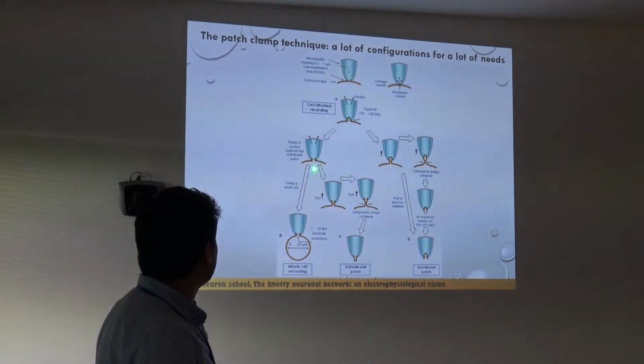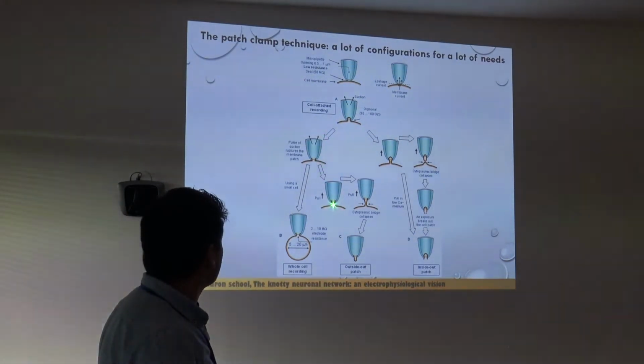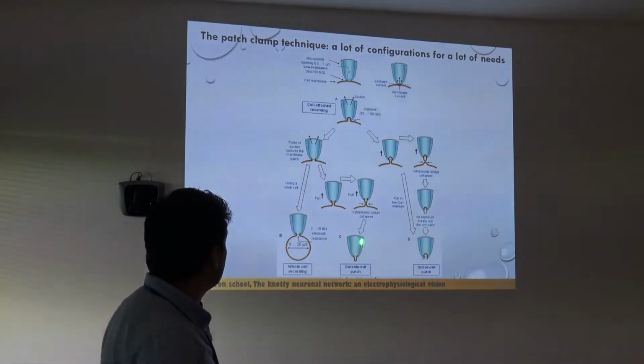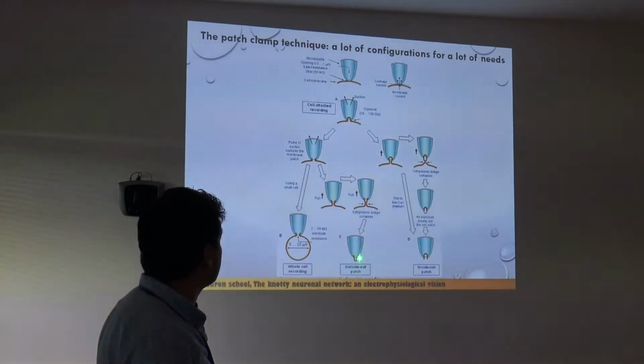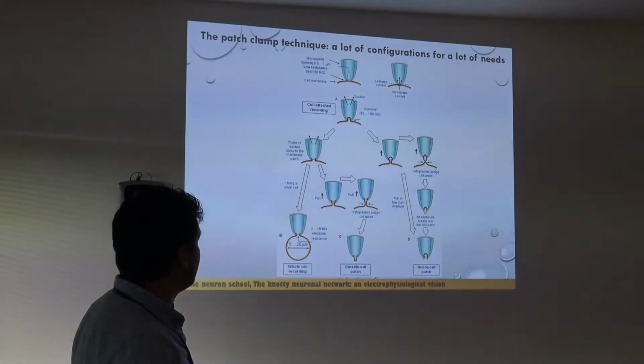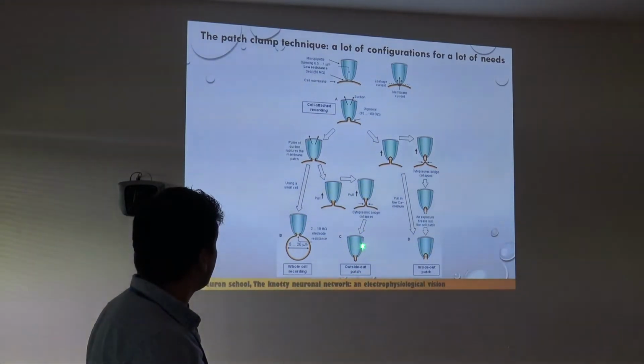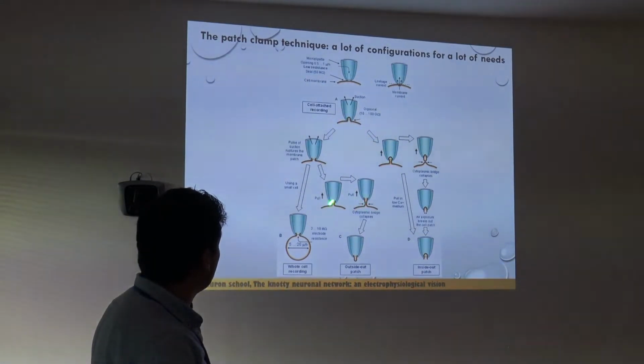Or you can pull out your electrode, you can break the membrane like this, and you can go into outside-out patch. It's pretty similar to whole-cell, but you have a tiny part of the membrane connected to the electrode. Or from the cell-attached recording, you can pull out the electrode, as we did here. You have the breaking of the membrane here.